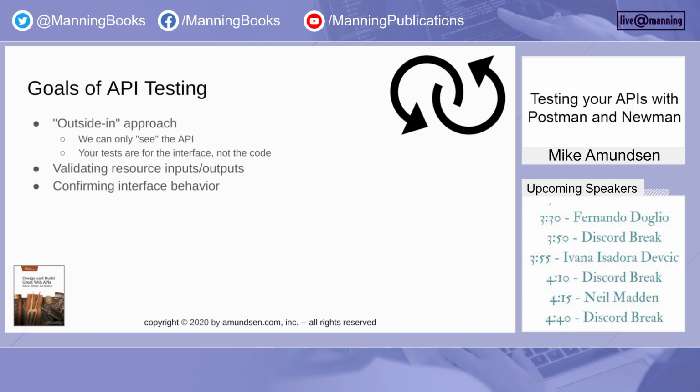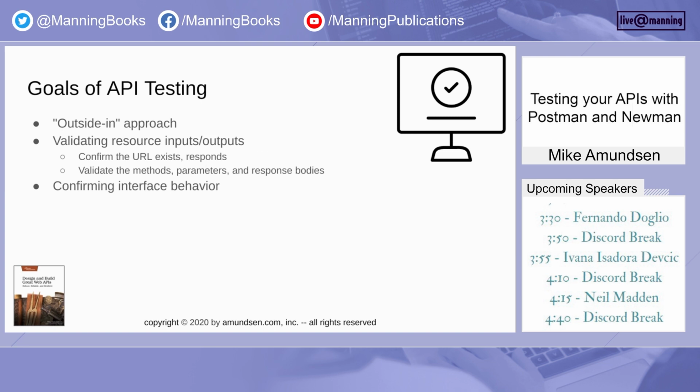We can't really test the code behind it. We don't know what services are behind that API. We just know how that API behaves. So it's important for us to focus on the outside-in kind of approach and see what it is that we're actually working on. Second, we want to at least validate inputs and outputs.